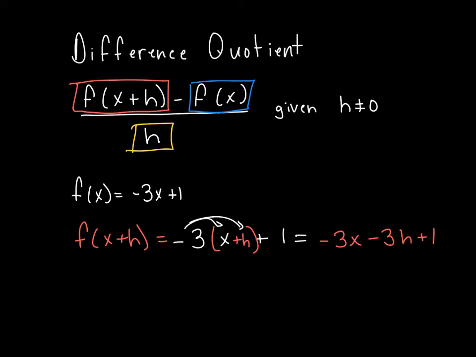Now, the part that I have up there in the blue box, minus f of x. Well, what is minus f of x? That just means take the entire function and change its sign. So that becomes plus 3x minus 1, because I had to distribute that negative, so I changed all of the signs. So now I'm going to put all of this together and divide it all by h.